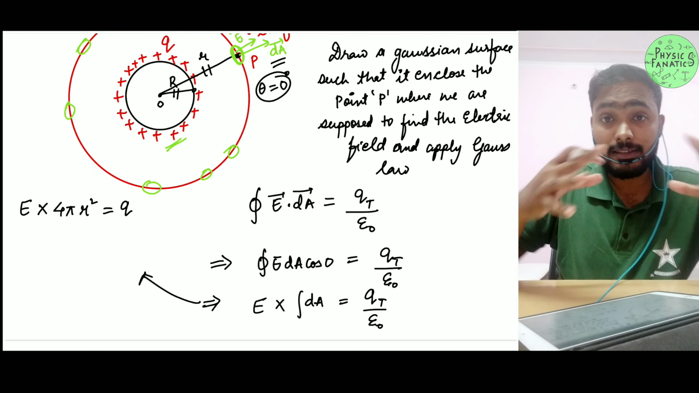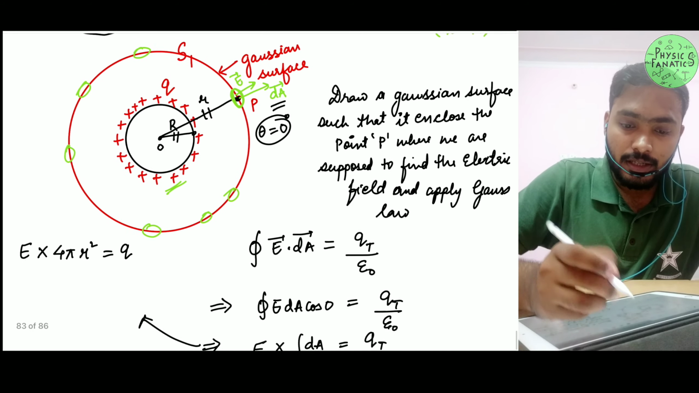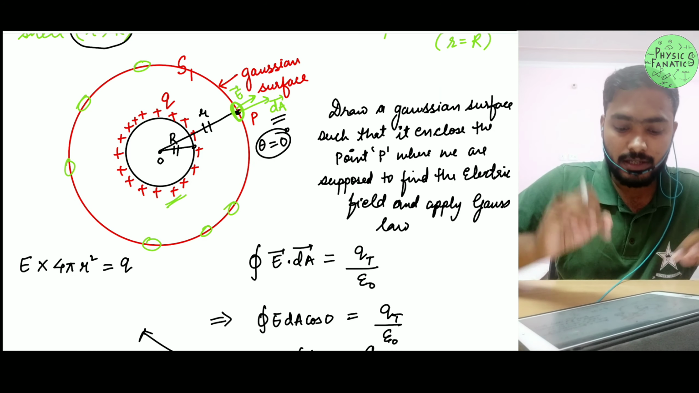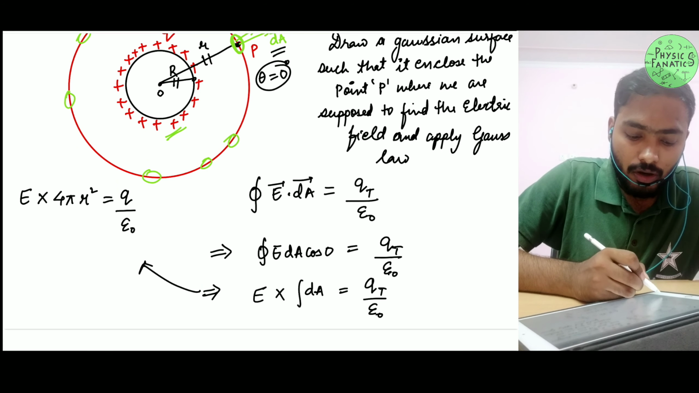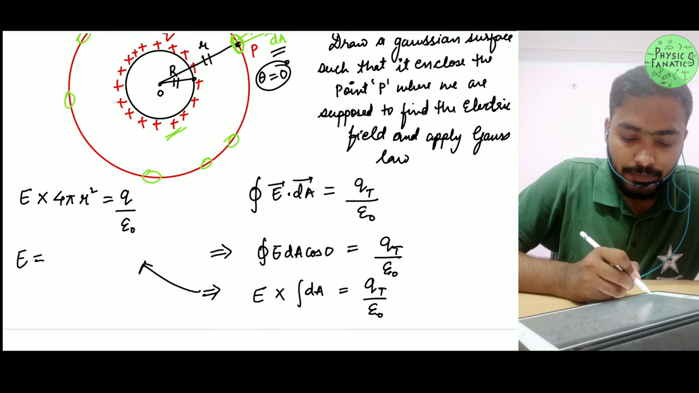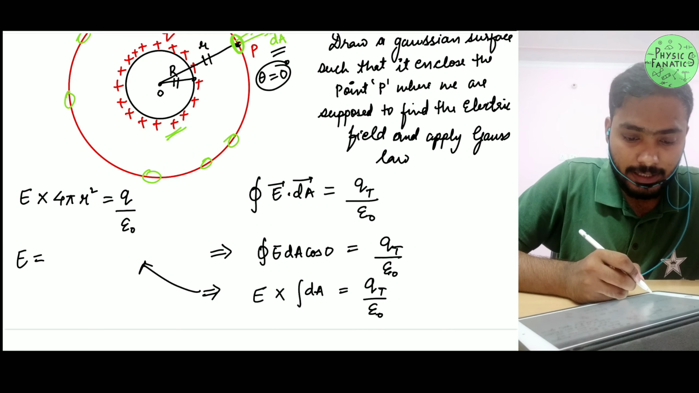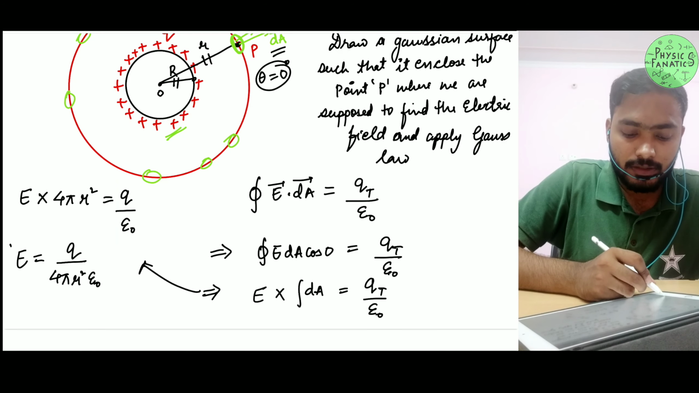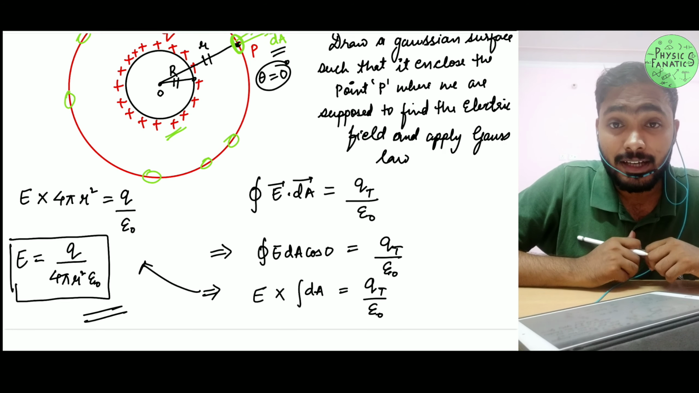Obviously the charge enclosed by the Gaussian surface is q, right? You can see this is my Gaussian surface and there is charge q inside it. So I can write q divided by epsilon naught, and the electric field coming out of it is q upon 4 pi r square epsilon naught. So this is my answer. I hope you can understand that.